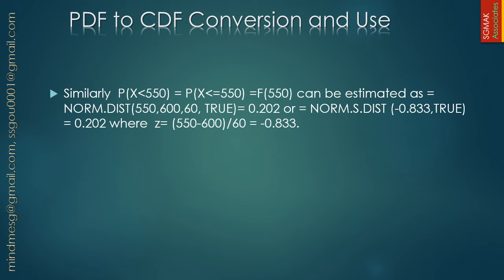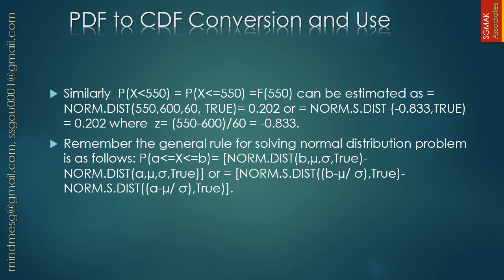Similarly, if you want to find the probability x less than 550, which we write in terms of CDF as F of 550, we can write that as norm.dist 550, 600, 60, true, or norm.s.dist with parameter minus 0.833, true, and the value is 0.202, or about 20%. The z-score for x equal to 550 is given by 550 minus 600 divided by 60, which is minus 0.833.